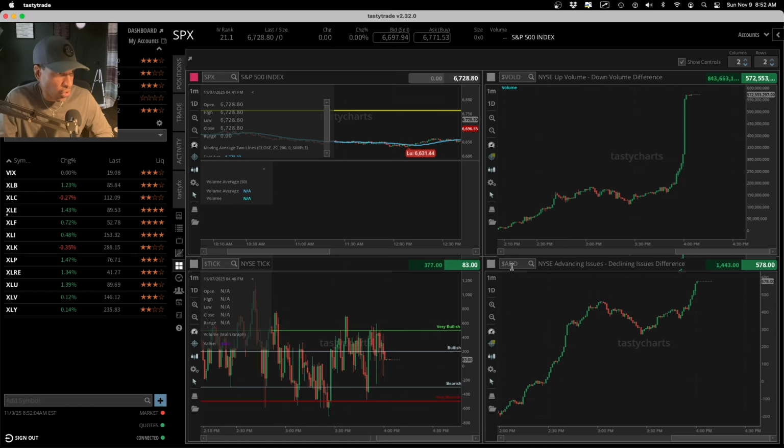You can do a Google search on what $ADD represents, but essentially it's looking at the number of stocks that are rising on the New York Stock Exchange minus the number of stocks that are declining. So when that value is positive, like it was near the end of the trading session on Friday, that means there are more stocks rising on the New York Stock Exchange versus declining. And that will impact the price action of SPX, right? So I also look at that as well.